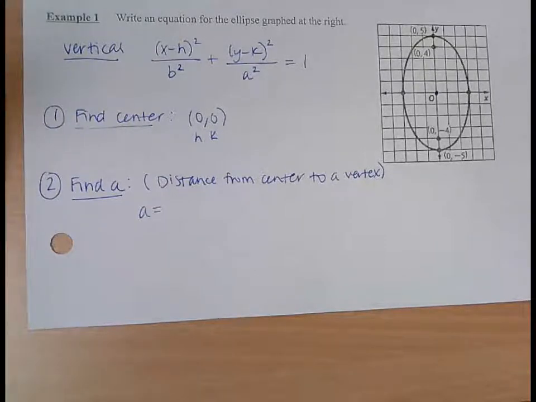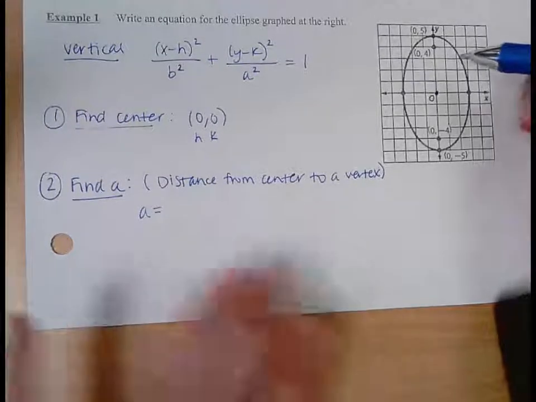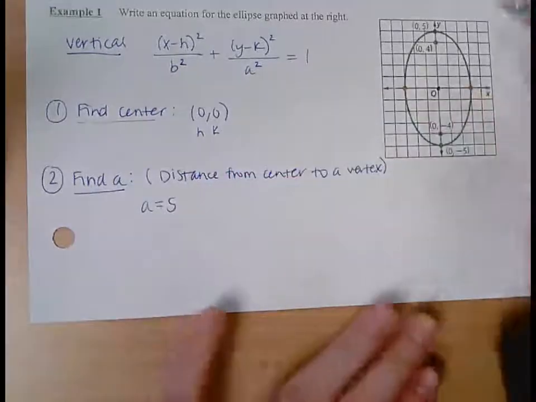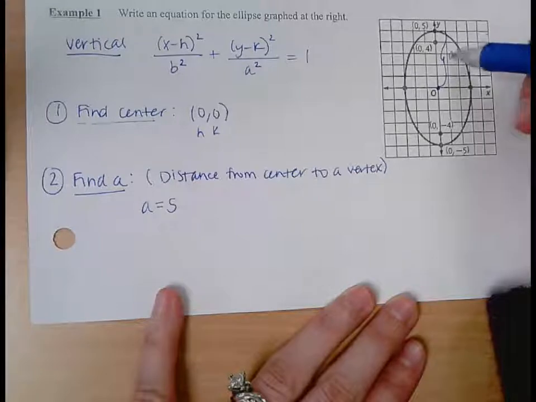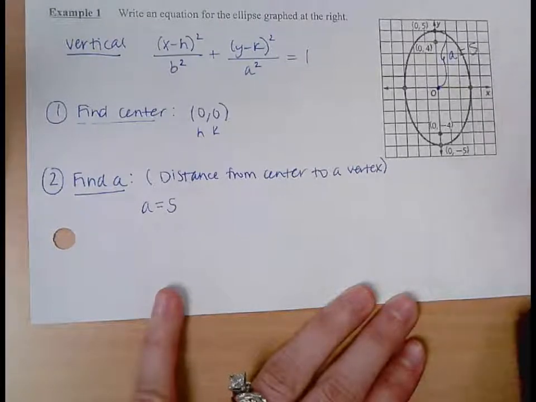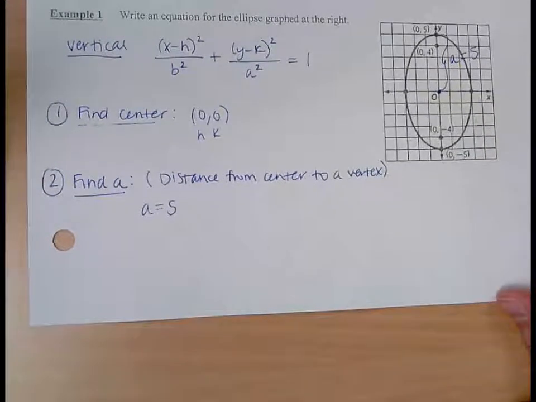5, yes. I'm going to label that on here. So from the vertex to the center, that is A, and that's 5 units. Now, that's not the only way to find A. As you're working through examples, you might find other ways or brainstorm other ways that you can find A using the formulas you have on your sheet.